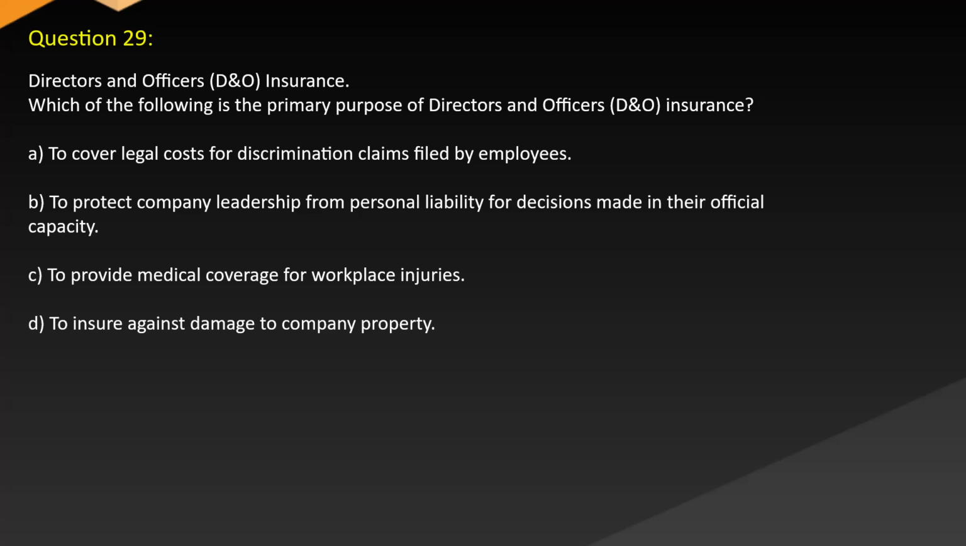Which of the following is the primary purpose of directors and officers, D&O insurance? A. To cover legal costs for discrimination claims filed by employees. B. To protect company leadership from personal liability for decisions made in their official capacity. C. To provide medical coverage for workplace injuries. D. To insure against damage to company property.